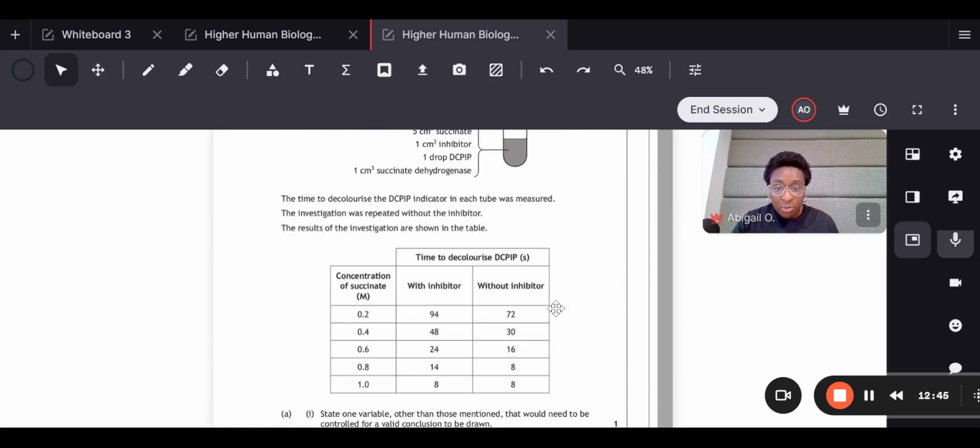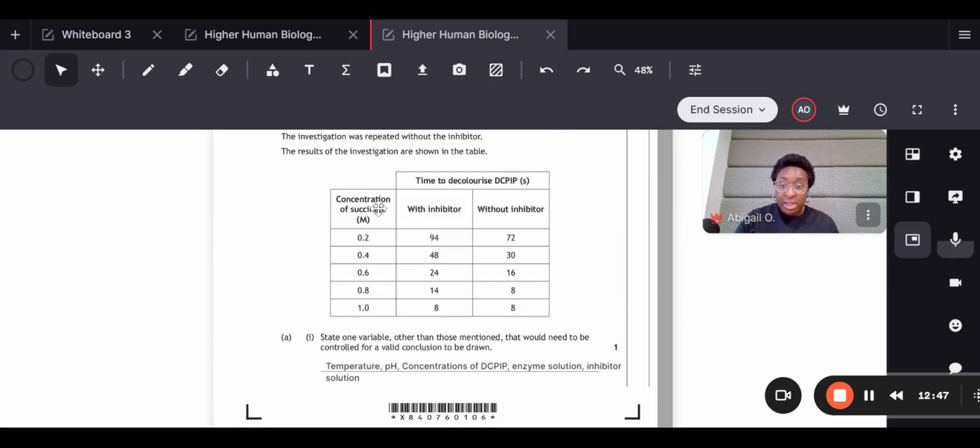Another thing we can say, if we go back to our answer, is that as we increase succinate concentration, the rate of reaction will also increase in speed. Or we can say the time taken to decolorize the DCPIP decreases. So again, once you increase succinate concentration, time taken to decolorize DCPIP decreases.